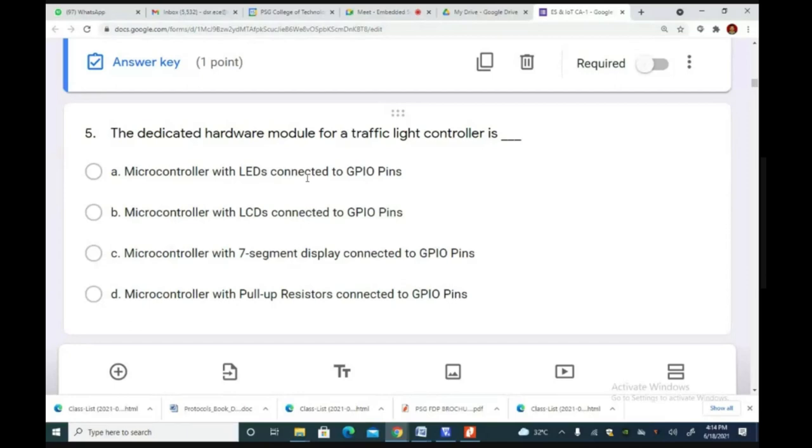microcontroller with LEDs connected to GPIO pins is the right answer, because by using LEDs itself we can make one embedded system product, which is a traffic light controller. So the hardware module means microcontroller with LEDs connected to GPIO. This alone is more than enough. So there is no LCD required for a traffic light controller. 7-segment display is optional, right?